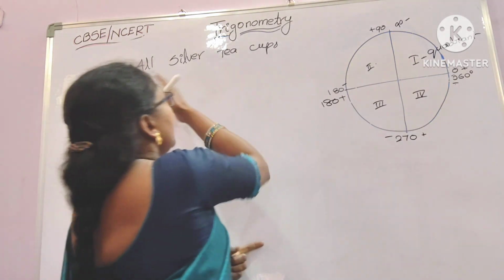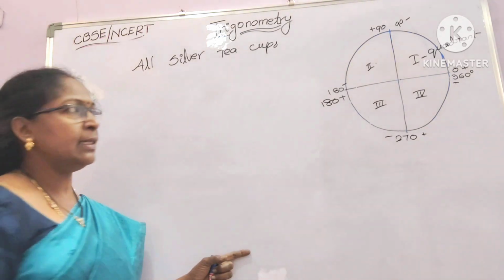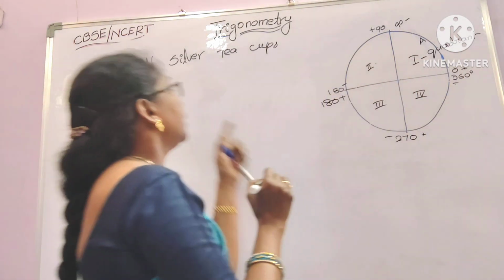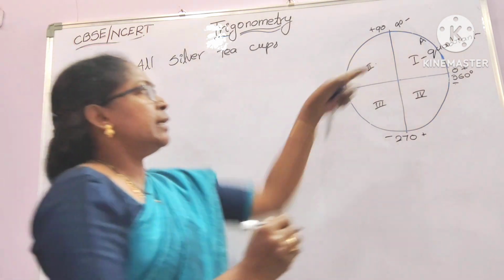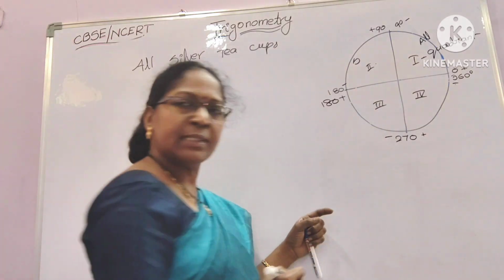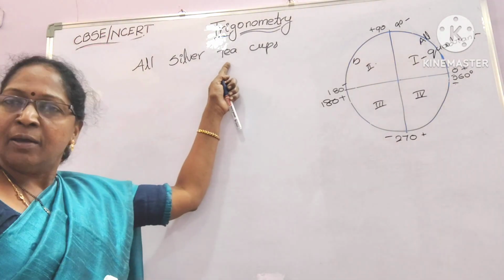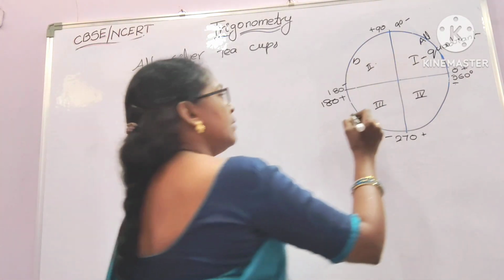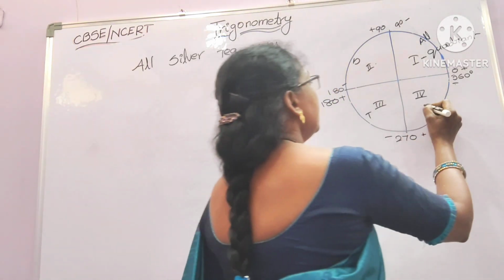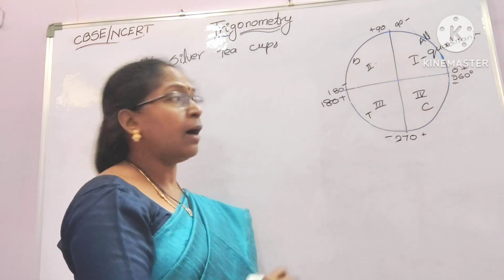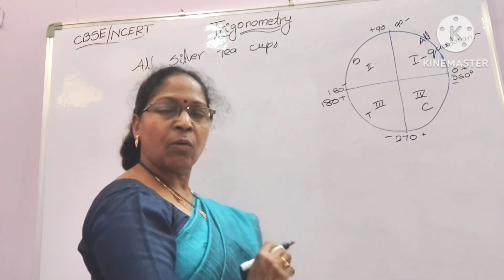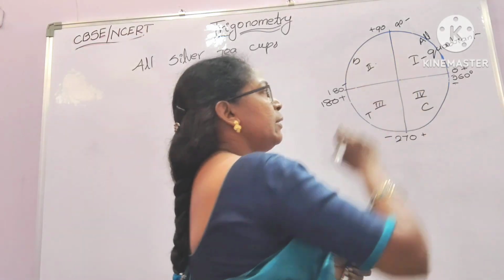There are four words in this. In the first word, all, you should write the first letter, A. In the second word, silver, means S. In the third word, the starting letter is T, you should write T. And in the fourth word, cups, the starting letter is C. You have to take the starting letter of each word and write it in each quadrant.